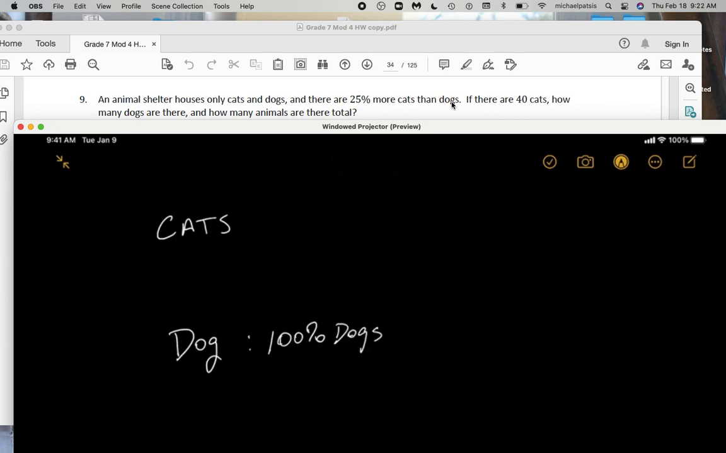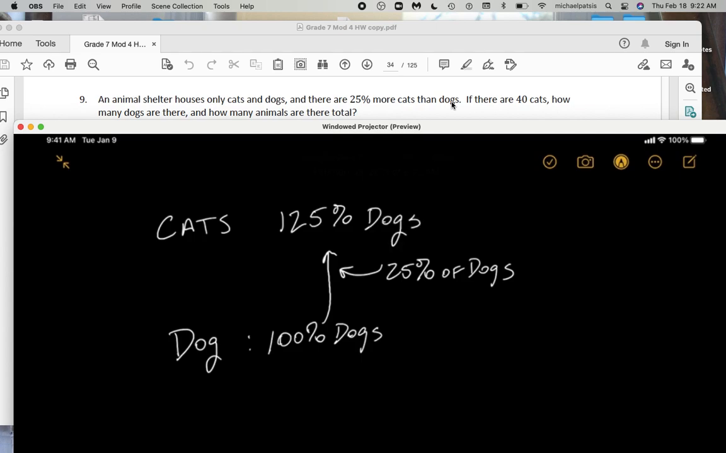100% of the dogs. Then, as we move up, we are adding 25% of the dogs until we get to cats. And by the time we get to cats, we now have 125% of the number of dogs. You start with the than, whatever follows the than, which is the dogs. 25% more than, so you're going to add 25% of the original variable. So now by the time you get to cats, you have 125% of the dogs.